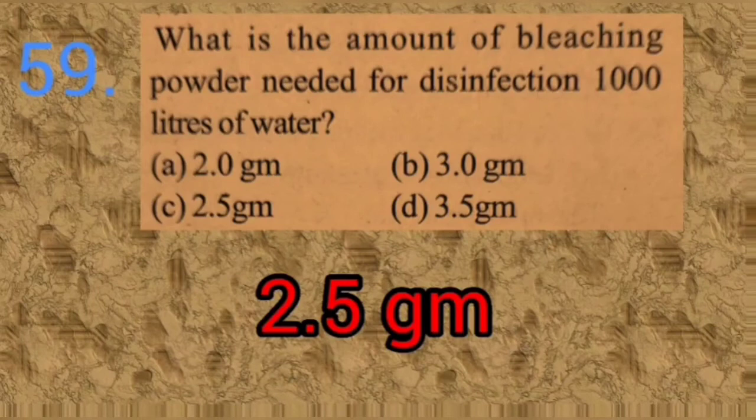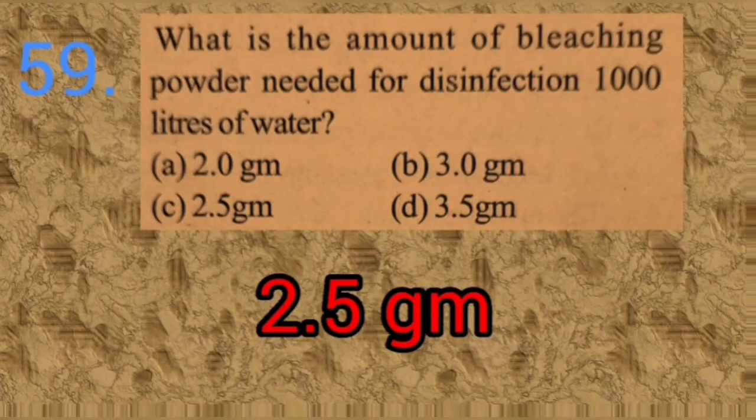What is the amount of bleaching powder needed for disinfection of 1000 liters of water? Options: A, 2 gram; B, 3 gram; C, 2.5 gram; D, 3.5 gram. What is the amount of bleaching powder needed for disinfection of 1000 liters of water? 2.5 gram.